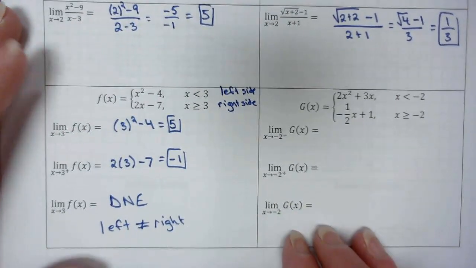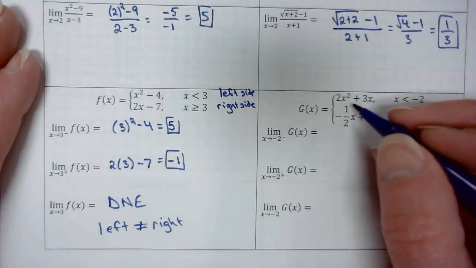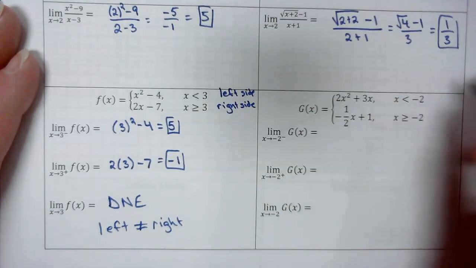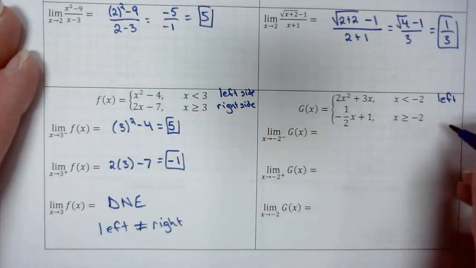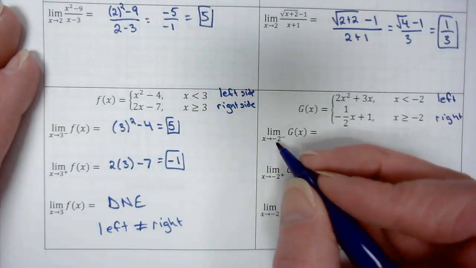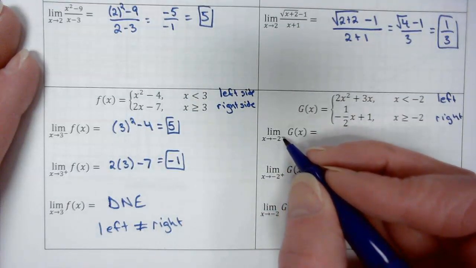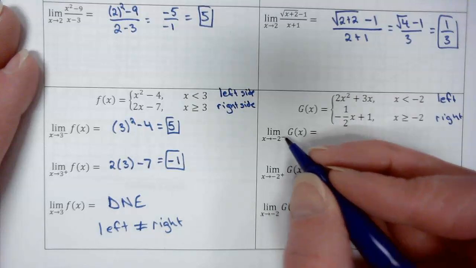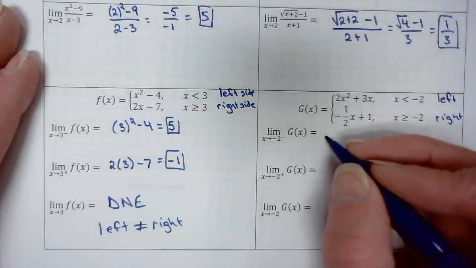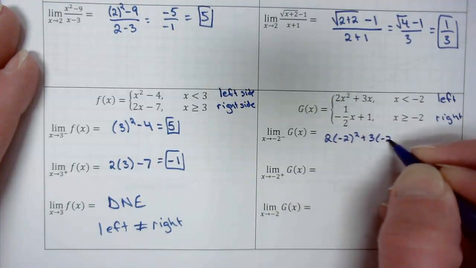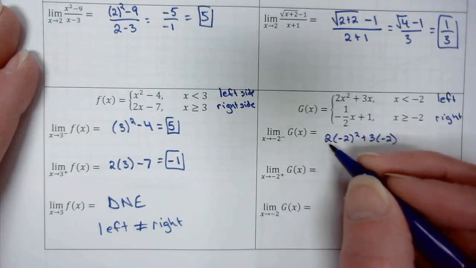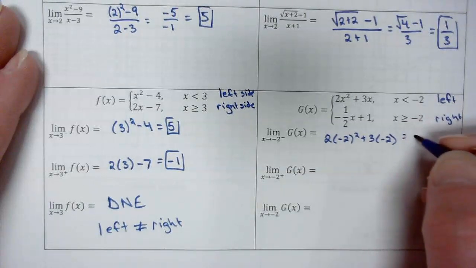Let's try another piecewise. So this is the rule when x is less than negative 2. This is the rule when x is greater than negative 2. So there's the right side. So as x approaches negative 2, the minus sign means I'm coming from the left. So I'm following this rule. So 2 times negative 2 squared plus 3 times negative 2. So that's 4 times 2 is 8, minus 6 is 2.